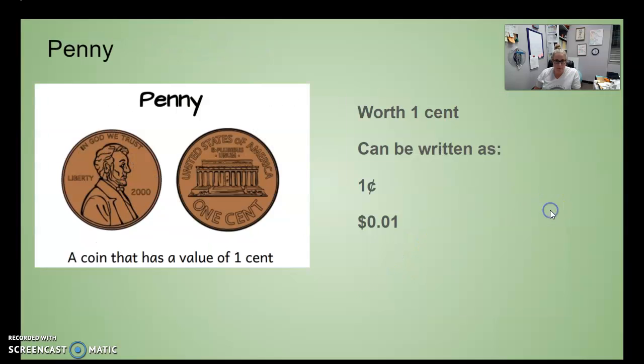So let's get started. Here is the first thing we are going to do. Again, we're going to review how much each one is worth, and we're going to look at how they're written. So the first one we have is a penny. Again, it is a copper color, and it is worth 1 cent. It can be written two different ways. You could write 1 cent like this, so you write the number 1, and then you write the cent symbol. You also can write it with the dollar sign, so you write the dollar sign, and then you put 0, decimal point, which is a little period, 0, 1. And this represents 1 cent.